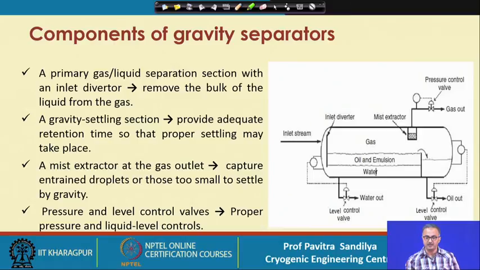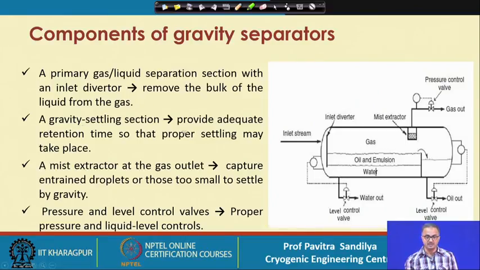So here we find the typical components of the separator. First, we have the primary gas liquid separation section. Here they remove the bulk of the liquid from the gas. So the inlet gas comes to the inlet diverter. From this diverter, what happens? The gas will tend to move up, and the liquid will tend to move down. So this is the primary bulk separator.